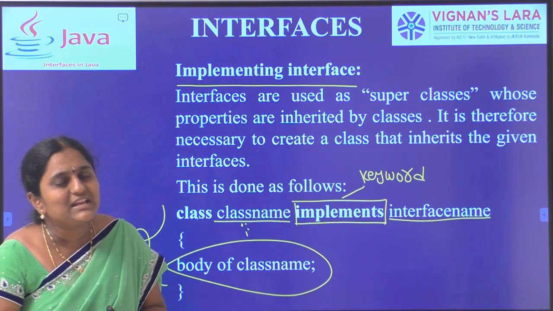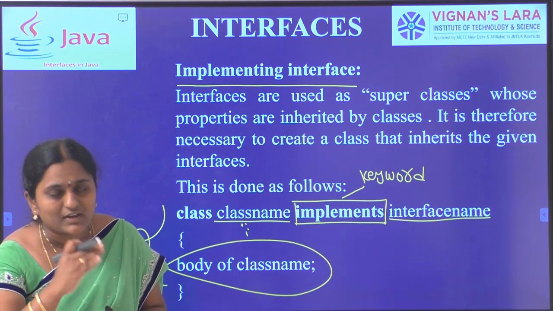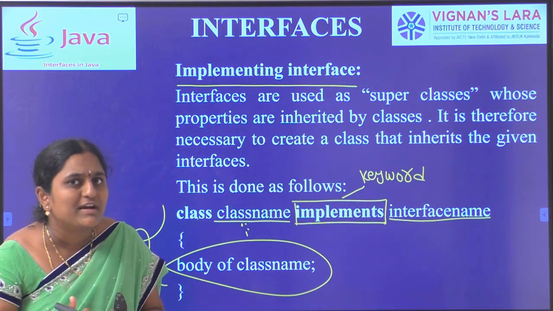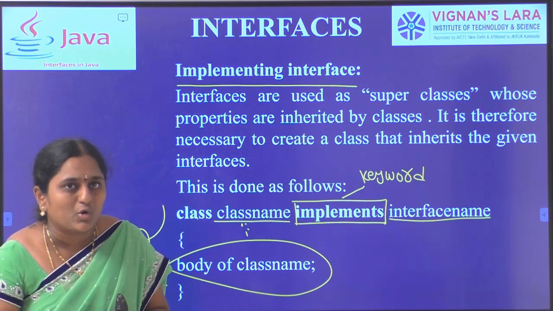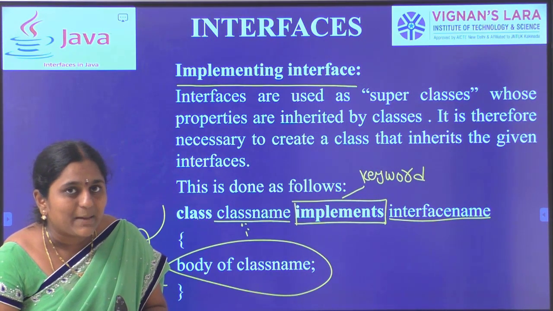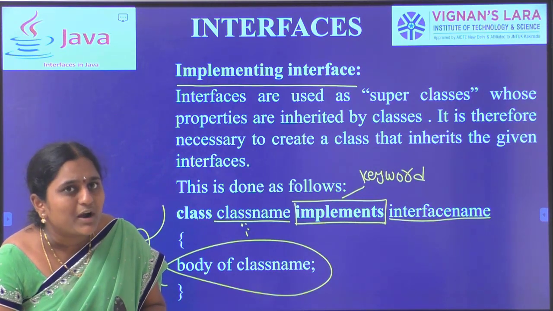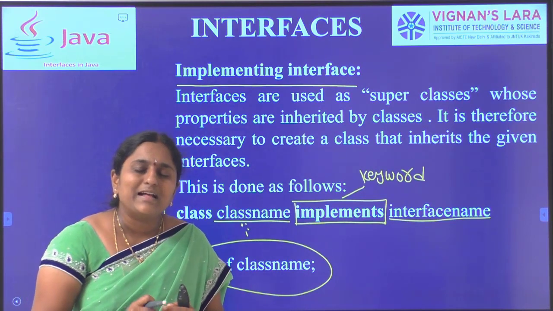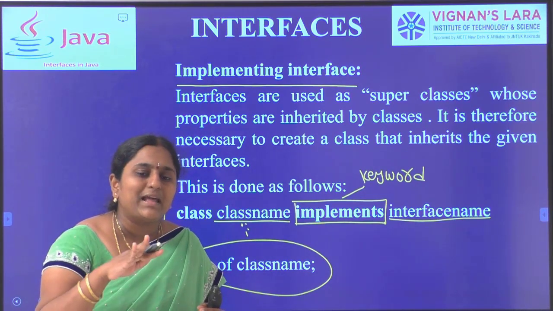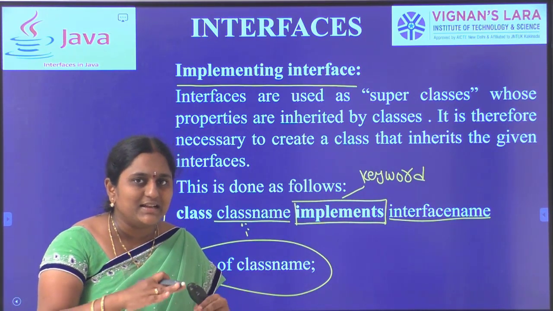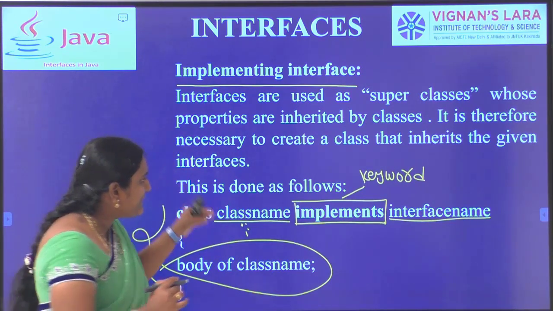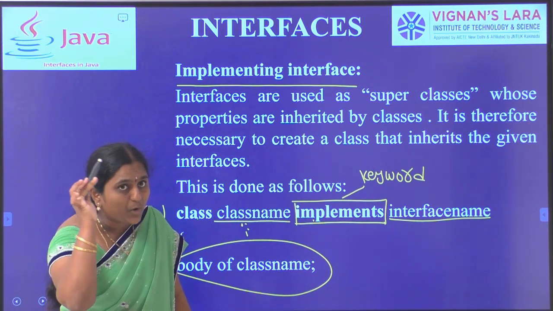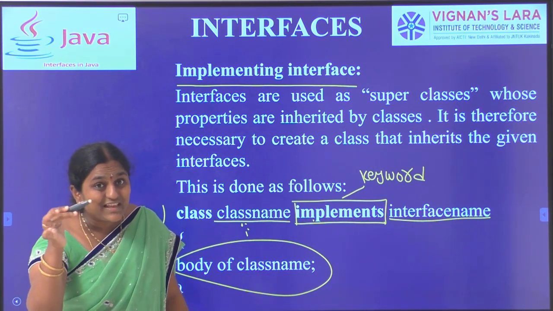At the time of compilation, the compiler checks whether the user is providing the body of the corresponding interface or not. When the compiler finds the interface body is implemented, then only our program could compile successfully. Otherwise, the compiler would not compile our program. At the time of compilation, it leaves an error. Whenever the JVM identifies the implements keyword, it checks whether the user is providing the body of the corresponding interface or not.